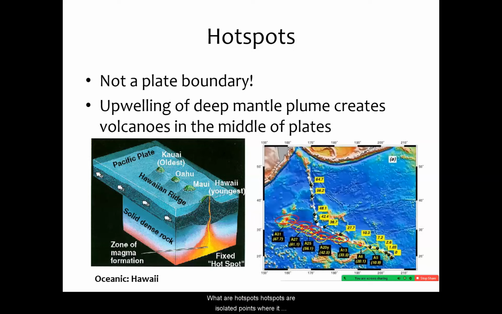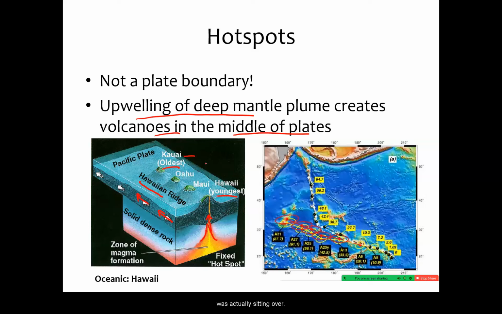What are hotspots? Hotspots are isolated points where it seems like extra hot mantle material is rising toward Earth's surface. These upwellings of deep mantle plumes can create volcanoes in the middle of plates instead of at their boundaries. And that's actually what has created the Hawaiian volcanoes. Over time, as plates move over the hotspots, which remain relatively stable, we can see the motion of the plate here. Over time, the plate moves and volcanoes grow in a line, and they grow from oldest to youngest.